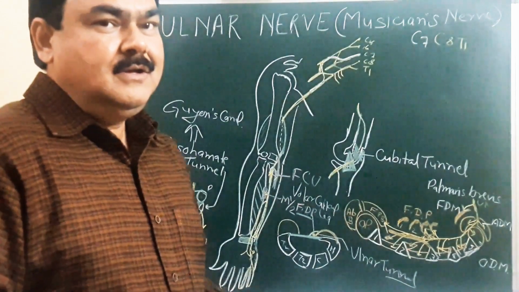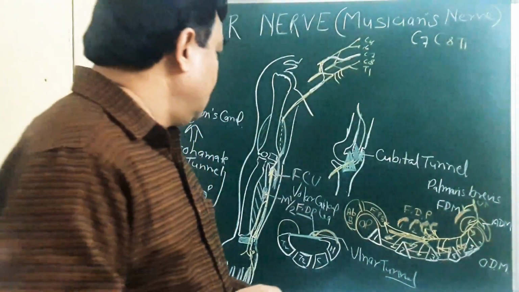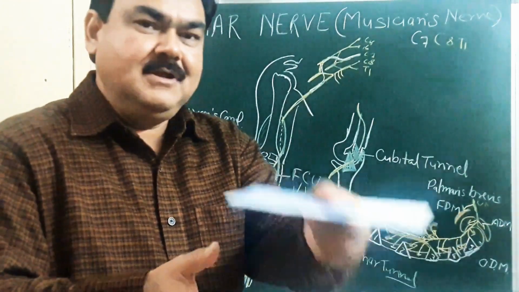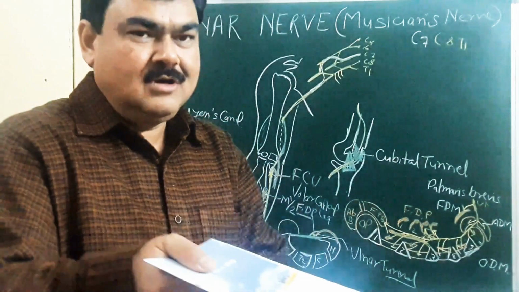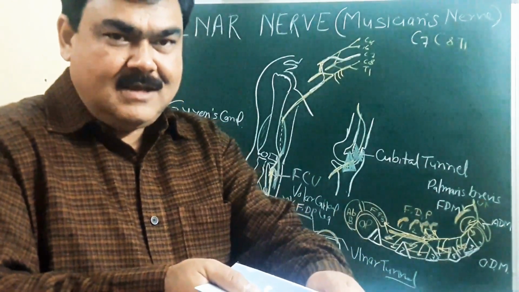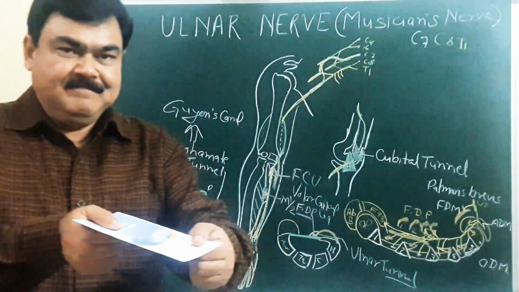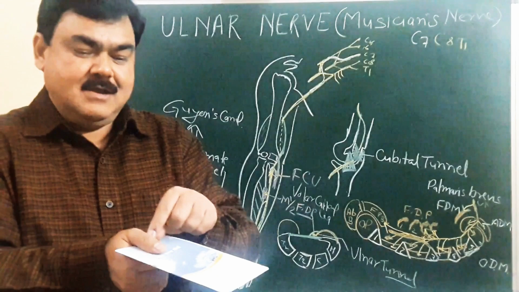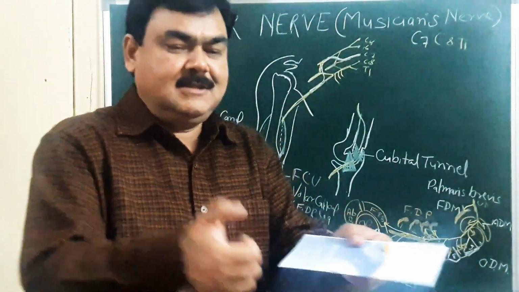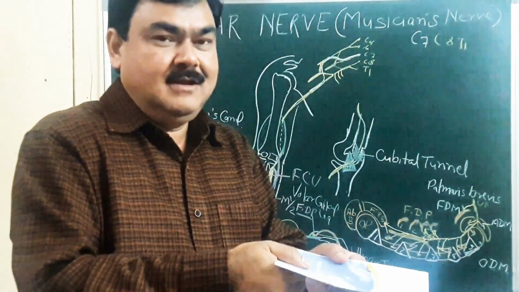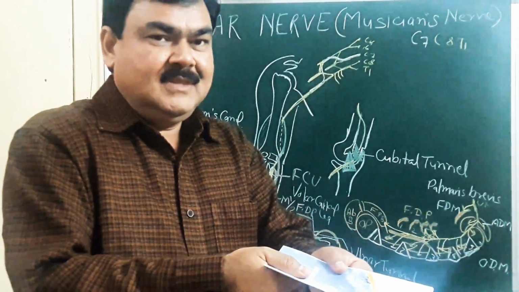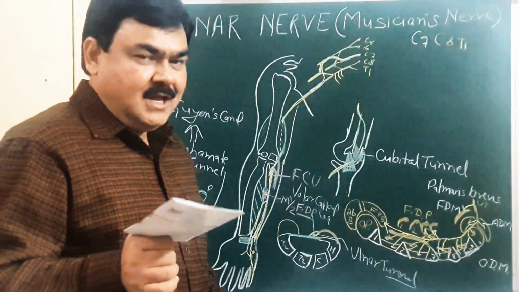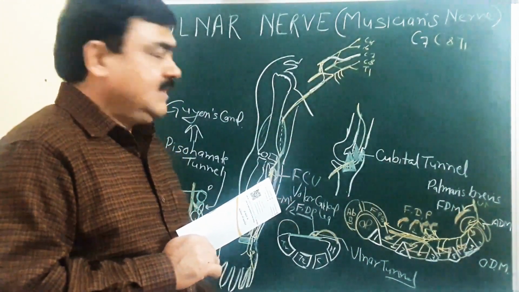Another thing, you can check the adductor pollicis by the book test, giving the patient a book and asking them to hold it. The patient cannot hold the book easily. He tries to hold the book by flexing the thumb at the distal interphalangeal joint, not adducting like this. So this is the book test by which you can test the adductor pollicis.